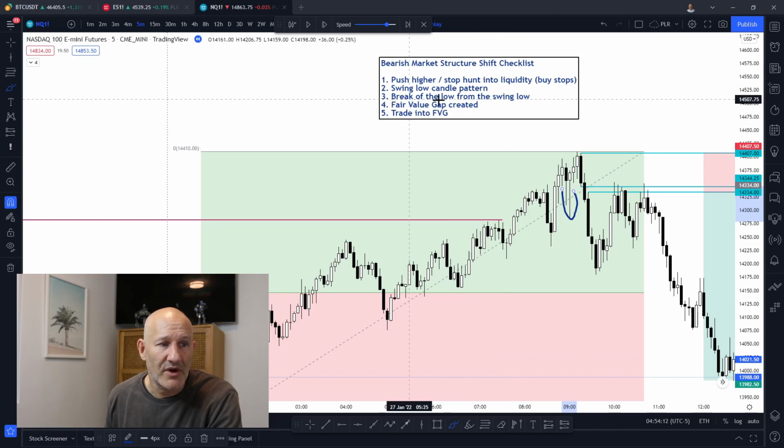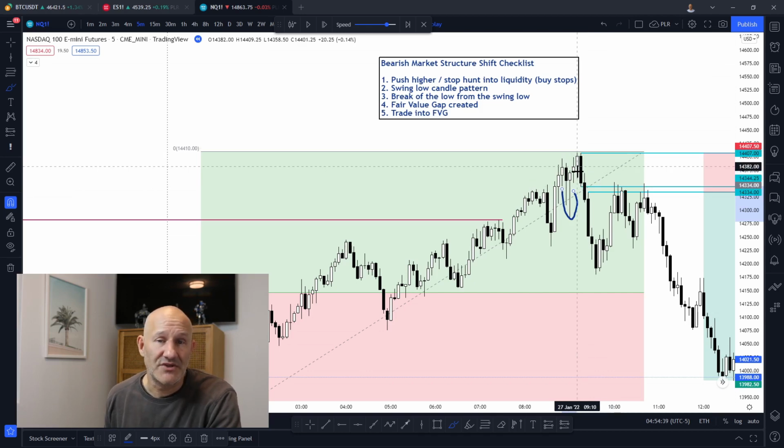And then our fourth point is, do we have a fair value gap created? And again, yes, we do. We have our 3 candle pattern. So 1, 2, 3. And we have our fair value gap formed between the low of the first candle and the high of the third candle. So you can see this is quite a small fair value gap in this example. And again, as before, we would have the stop at the high of the first candle.